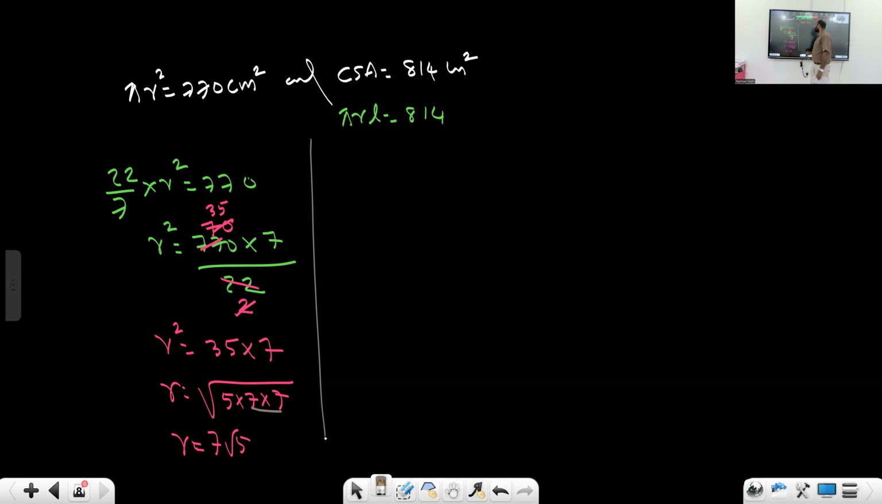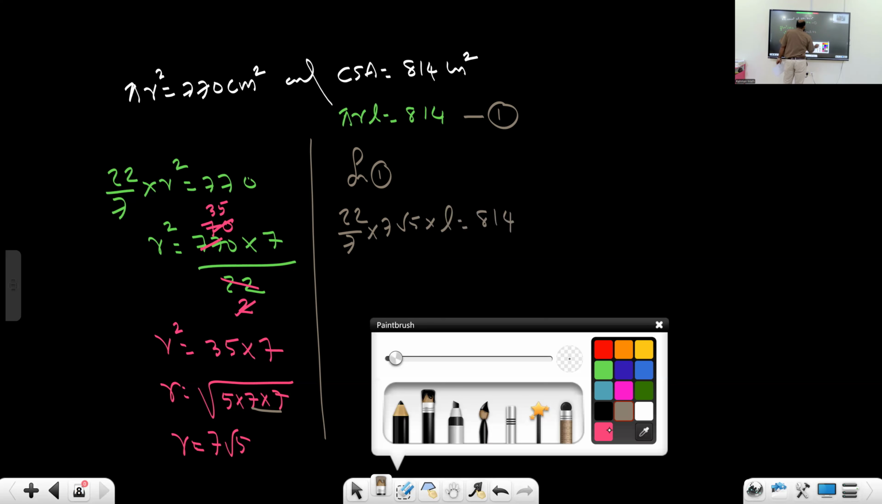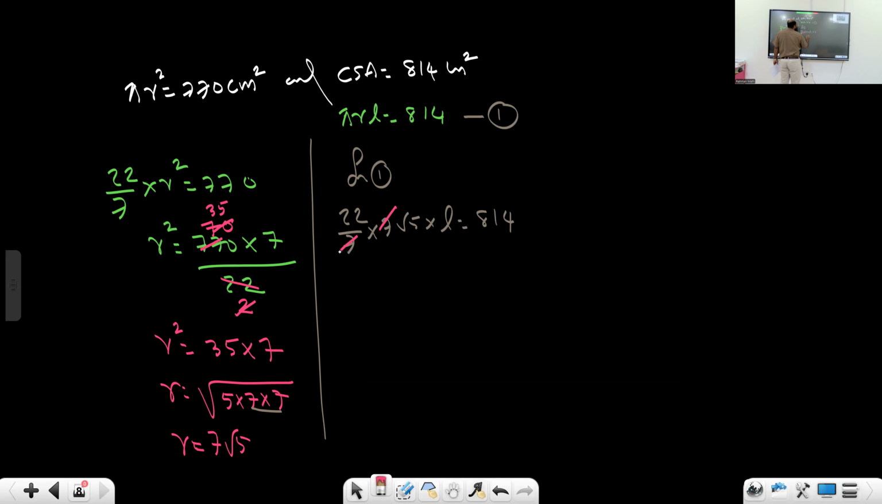Substitute you. This you can mark equation number 1. From 1, 22 by 7 into 7 root 5 L equal to 814. You can cancel 7 and 7. L equal to 814 by 22 root 5.